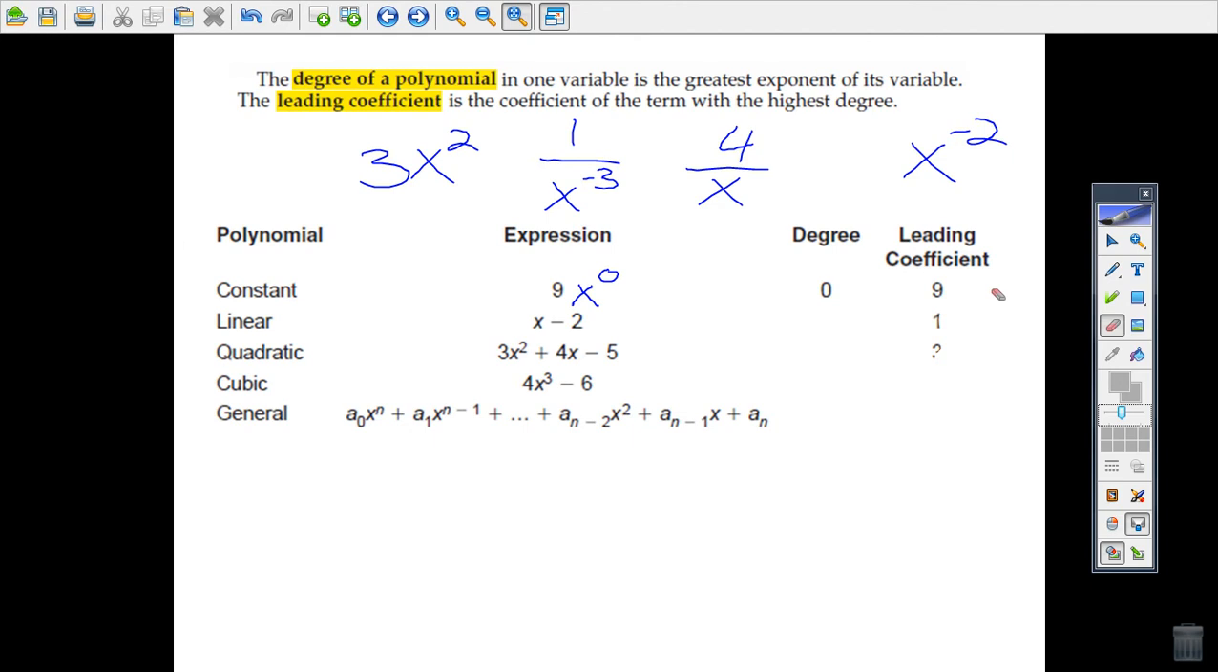How about the linear one? x minus 2. What's its degree? x to the 1. The degree is 1. And what is its leading coefficient? Also 1. The number in the front is 1. How about the quadratic, 3x squared plus 4x minus 5? What's its degree? What's the highest exponent that you see? 2. What's its leading coefficient? What's the coefficient in front of the highest exponent? 3.